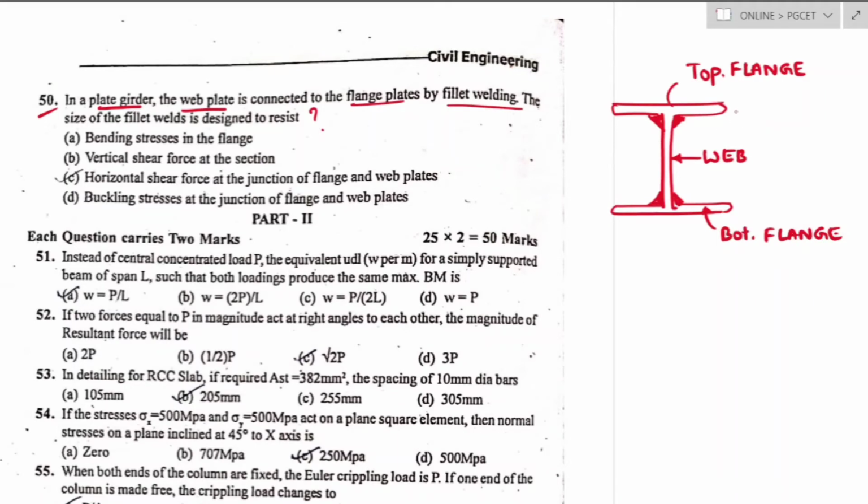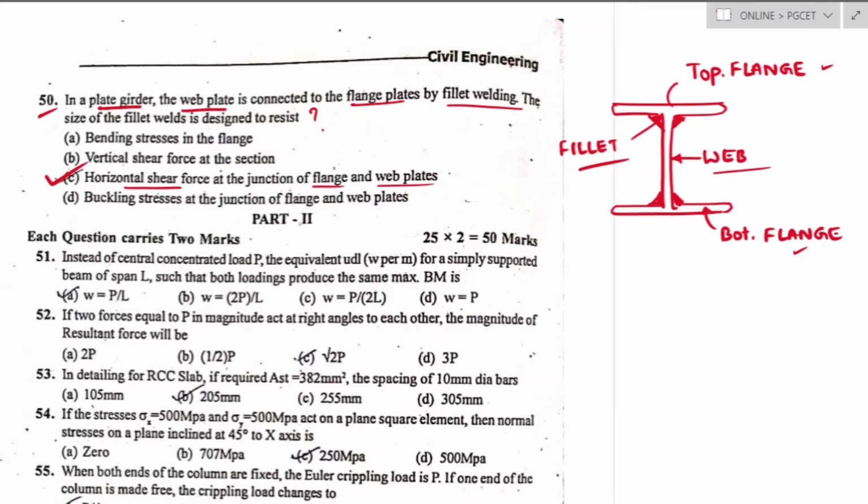The flange plates of the plate girder are designed to resist bending moment or bending stress which will be acting on the beam, by developing the compressive force in one flange and tensile force in another flange. And the web plates are designed to resist the shear stress acting on them. And the fillet weld used to weld between the flanges and web plates is designed to resist the horizontal shear force at the junction of flange and web plates. So option C is the right answer.